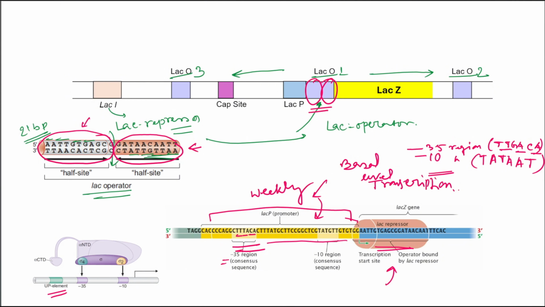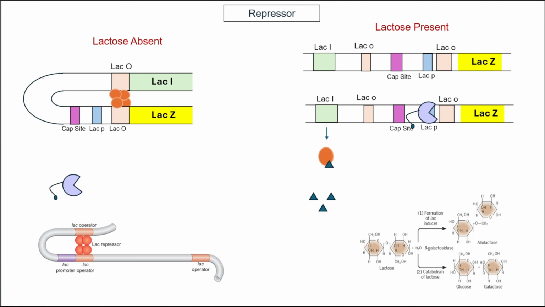So let's see how the lac operon behaves with and without lactose. The lac repressor is continuously expressed from the lacI gene and binds to the lac operator site. That means normally the lac operon is off if lactose is absent.